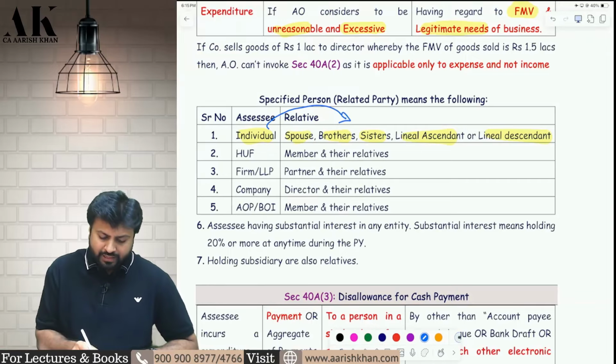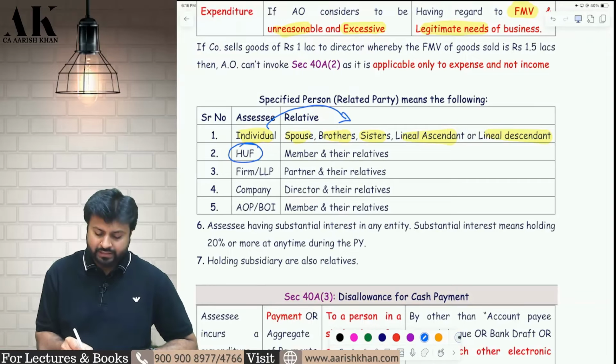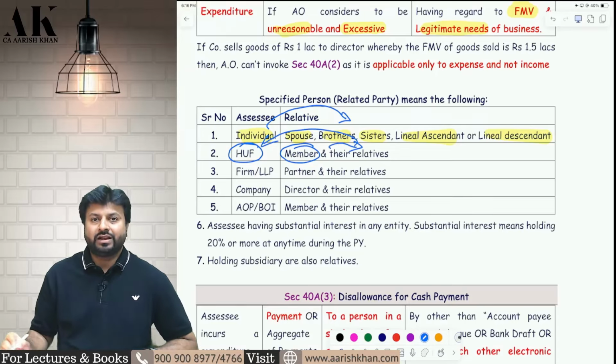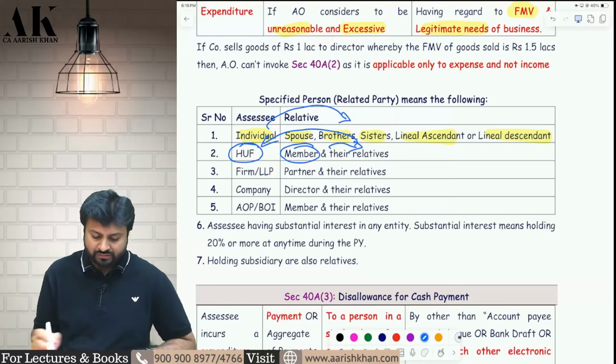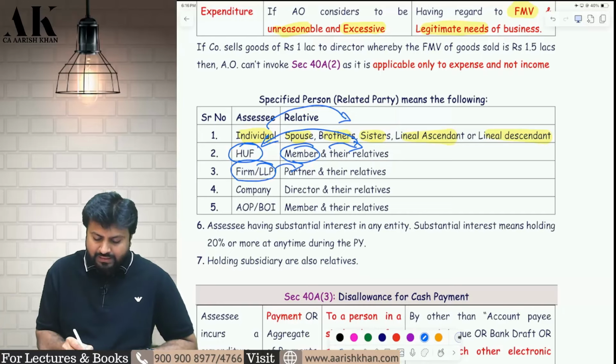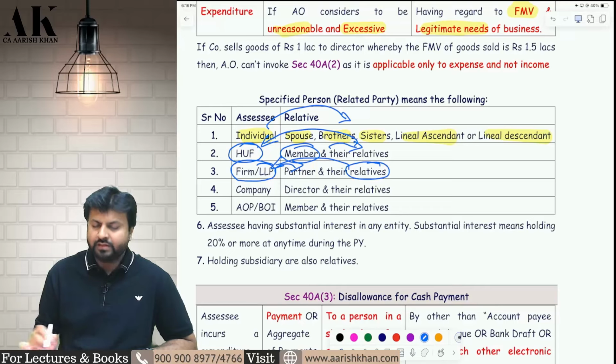Okay. Similarly, for HUF, who is the related party? Member is the related party for HUF. And the relatives of a member are also related parties for HUF. So Karta's sister will also be a related party for HUF. Karta's mother will also be a related party for HUF. Karta's wife will also be a related party for HUF. For a firm, the partner is a related party and the relatives are also related for the firm and LLP.